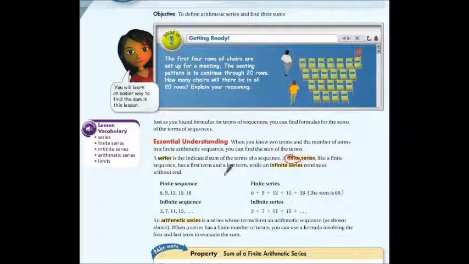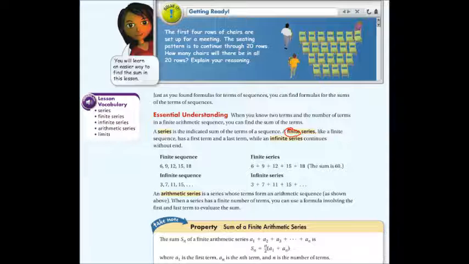So if a series is finite, that means it has a beginning and an end. It has a first and last term. When that happens, we can find the sum of that sequence. While an infinite series goes forever. So a finite sequence would be 6, 9, 12, 15, 18. We can find the sum. Their sum is 60. That's no problem. An infinite sequence is one that just goes forever. So there is no sum of something that goes forever.